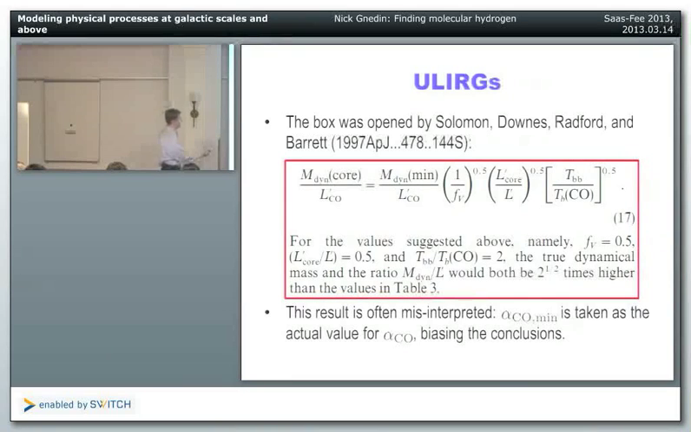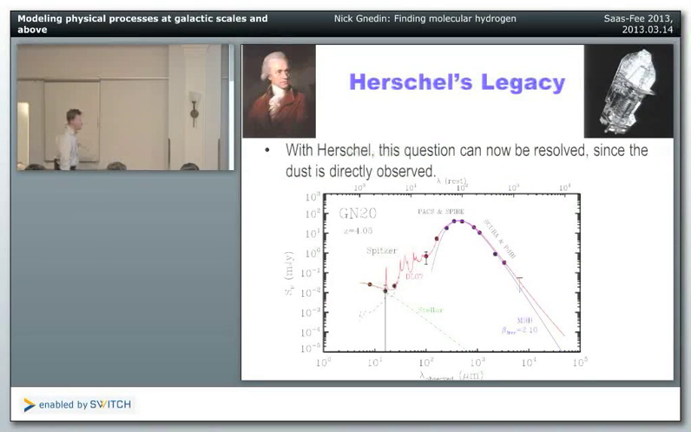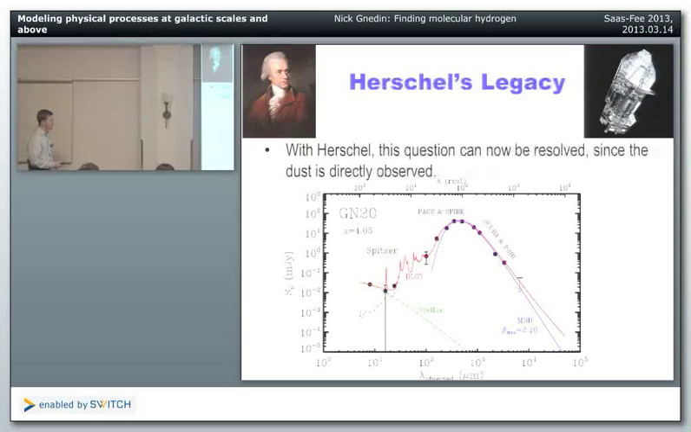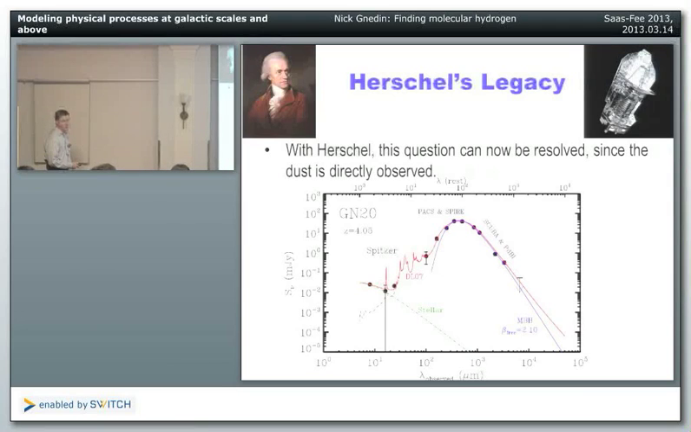But because of this controversy, because of the problems with these measurements, it wasn't actually clear whether it was true or not. And finally, this was resolved last year, thanks to Herschel. Because with the Herschel telescope, you can now directly detect the emission from the dust.